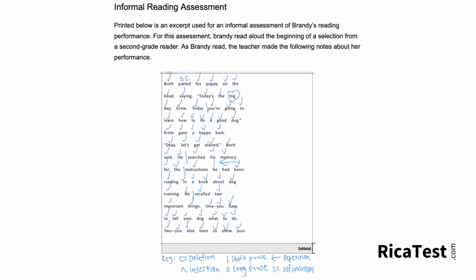All right. Okay, so from this informal reading assessment, I noticed that Brandy is good at decoding. She only made one self correction and a few pauses. I'm going to go ahead and assume at this point that her fluency rate was quite high.